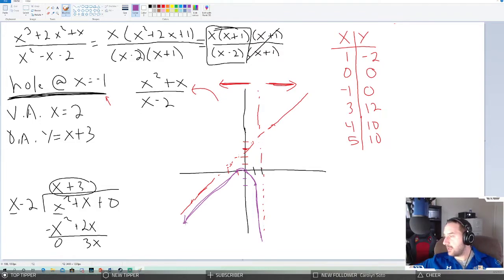Then on the other side, I have 3 is 12. So 1, 2, 3, 4, 5, 6, 7, 8, 9, 10, 11, 12. And then 4 is 10. And then 5 is 10. And so once again, hugging the asymptotes.